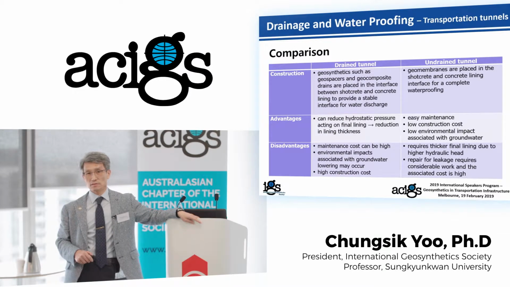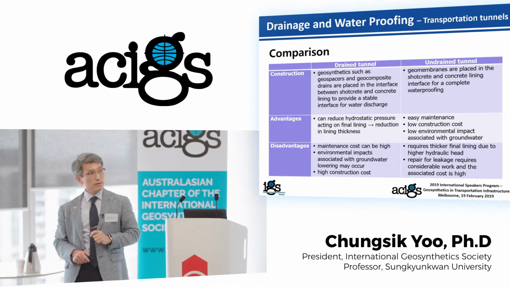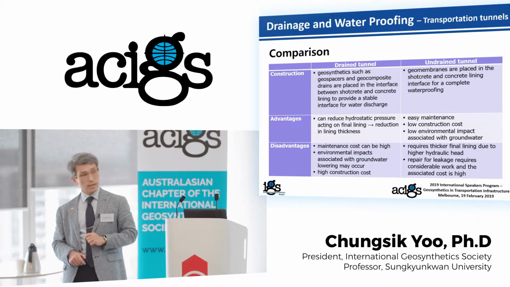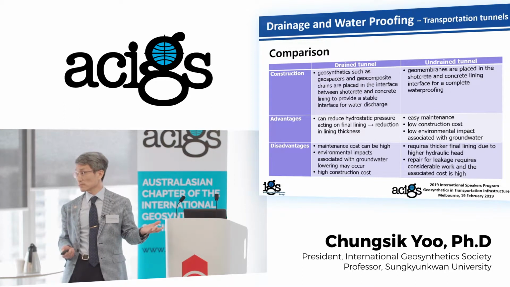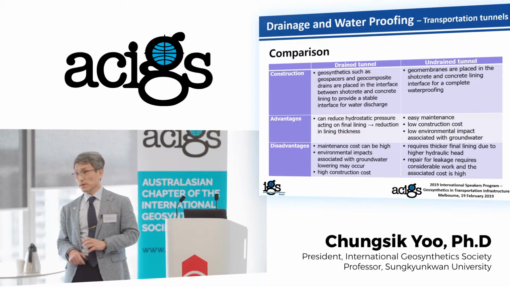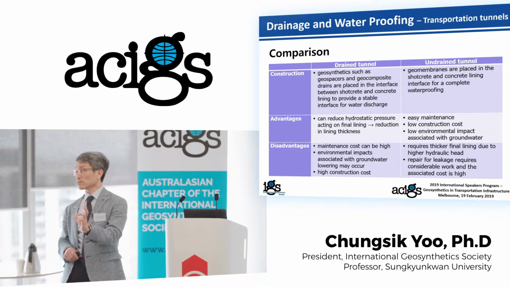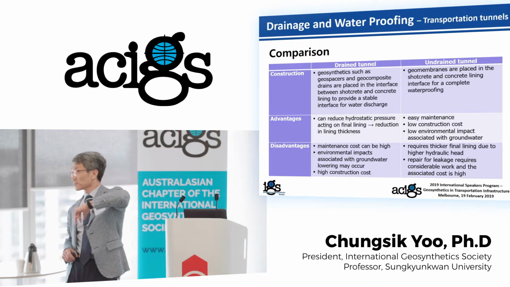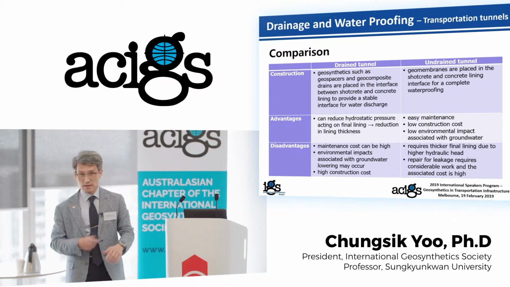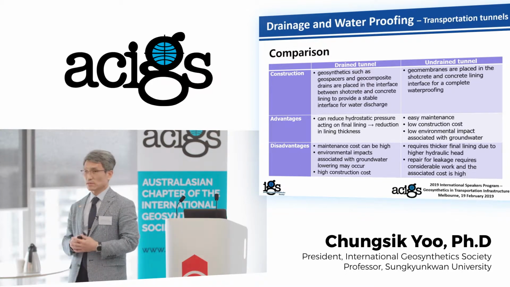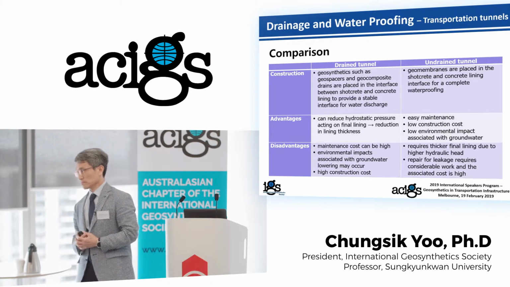So these are the advantages and disadvantages of drain tunnel and undrained tunnel. For the drain tunnel, the advantage is you can reduce the thickness of concrete lining. But maintenance cost is quite high. For the undrained tunnel, you don't have to do much maintenance, easy maintenance. But the structural capacity of the lining should be maintained. That means thicker concrete lining means more excavation, you know. So there are advantages and also disadvantages for different types of tunnels.